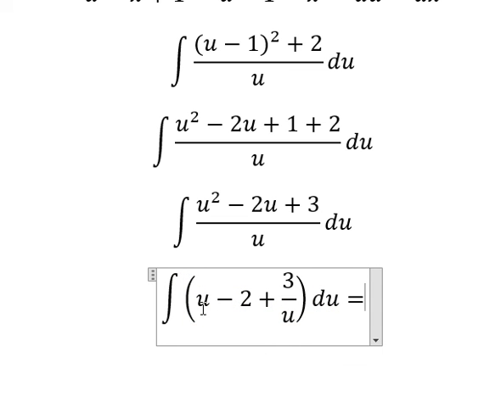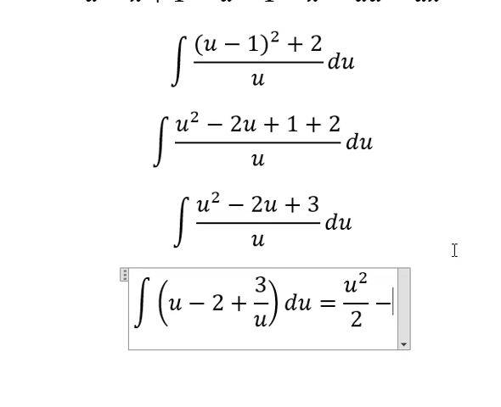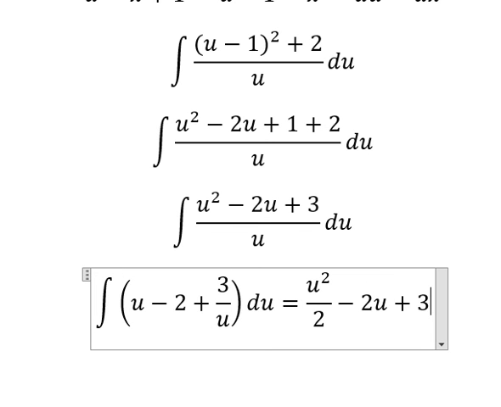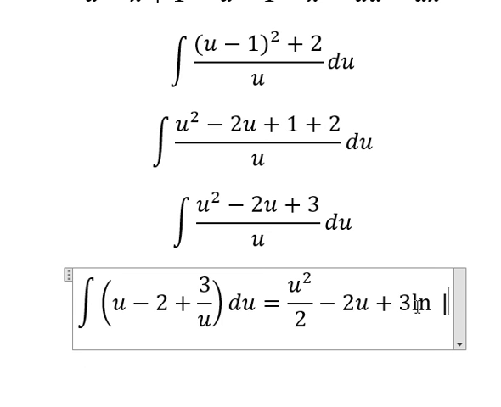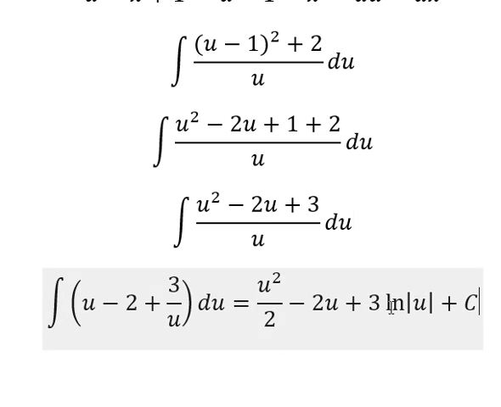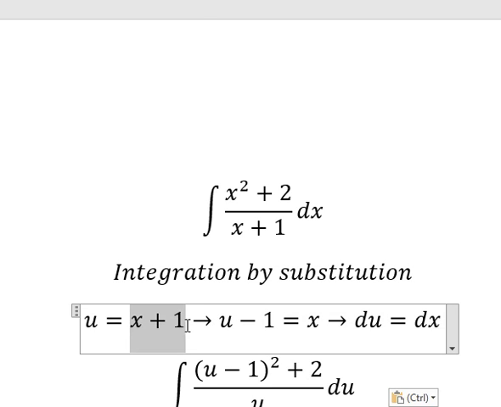The integration of u, we have u squared over 2. Number 2 in here, we have 2u. And this one, we have 3 ln of the absolute value of u. And then we put c in here. About u, that is this one.